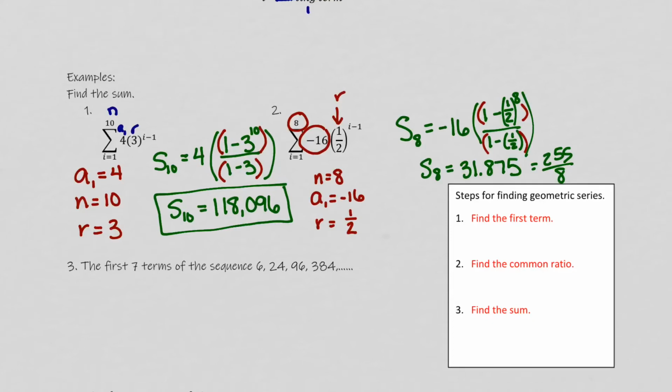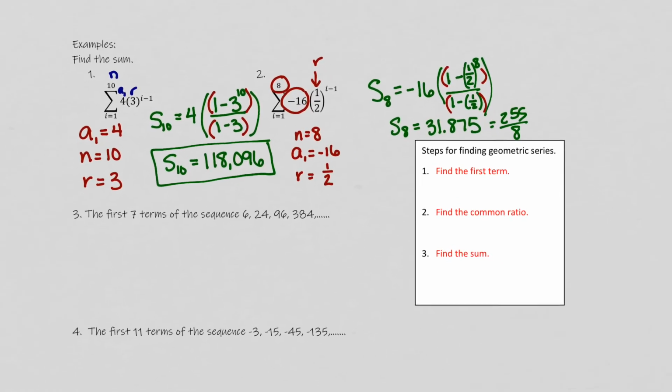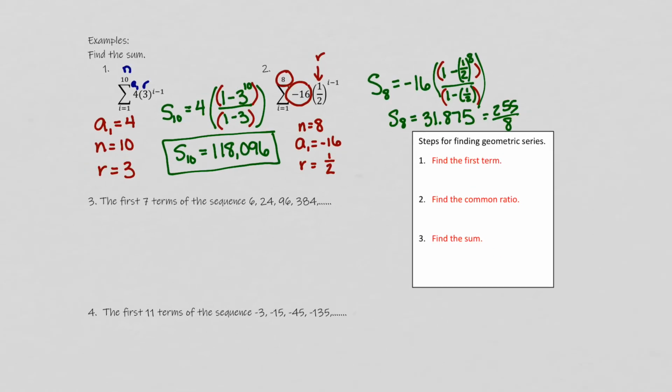So now for number 3 and 4, it has some steps. It's not giving us the sigma notation, which gives us all the pieces we need. This doesn't give us all the pieces we need without us actually figuring something out, which it's not hard. We find the first term that it does give us. Find the common ratio, which is what we have to just figure out. What is it multiplying by each time? And then finding the sum.